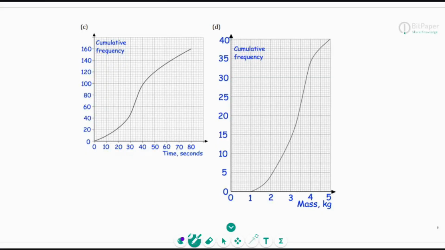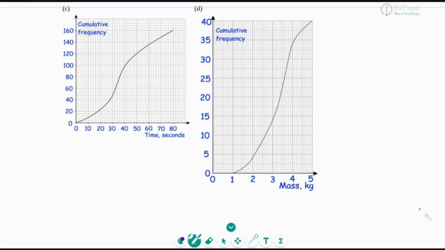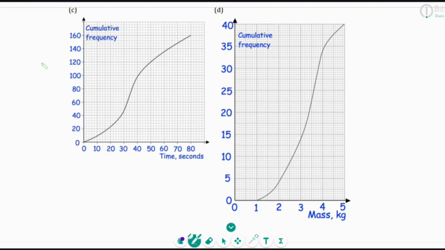Okay, so for these two questions, have a go at finding the median and the interquartile range. So we've got 160 people here, and we're looking at something to do with time in seconds. So the middle person would be the 80th. So 32, 34 seconds. The interquartile range, we need the upper quartile minus the lower quartile.